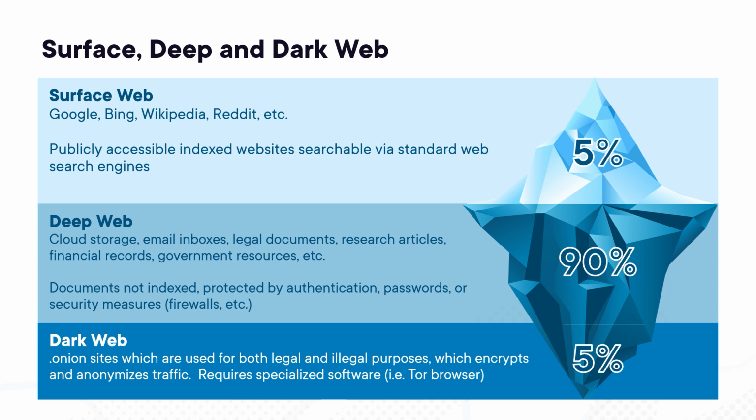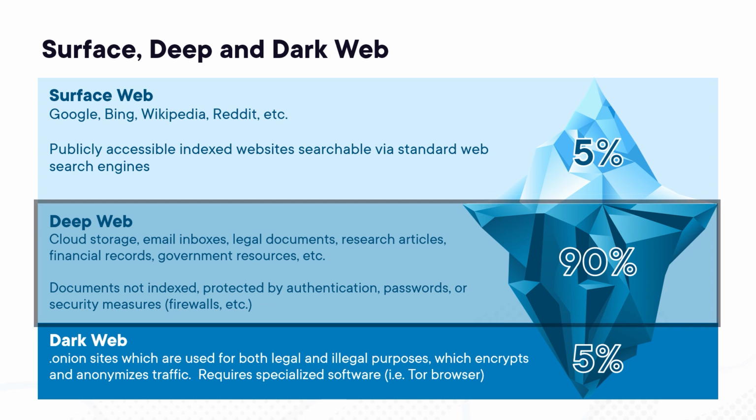Now, if we dig down below the surface, then we come up with the deep web. And the deep web is cloud storage, email inboxes, it could be legal documents, research articles, financial records, and so forth. So basically, documents that are not indexed, they are protected by some type of authentication mechanism, passwords, maybe a paywall, and then various security measures like firewalls and so forth are put in place. Although you can get to them with a typical web browser, they're not indexed and they're not searchable.